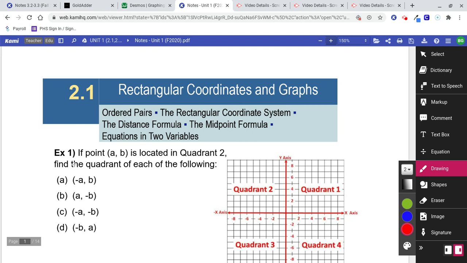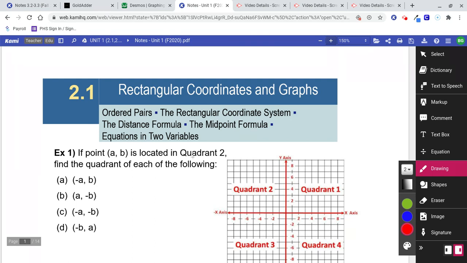When you see this right here, you don't want to think of it as a negative. All right, that does not say negative number. It says the opposite of whatever A was. So you got to look and be really careful. So it says if point (A, B) is located in quadrant 2.